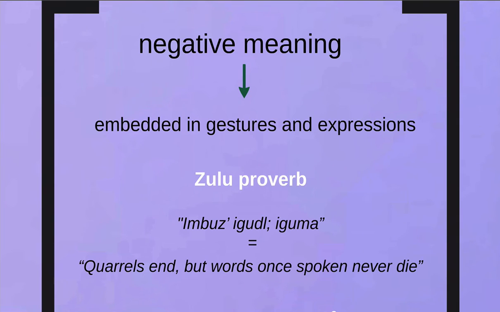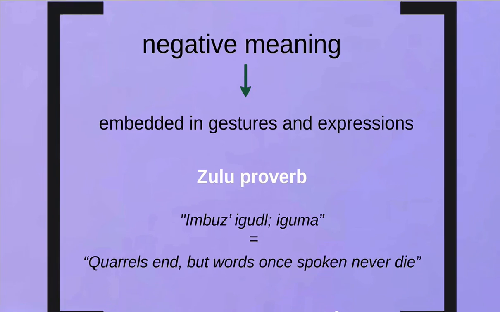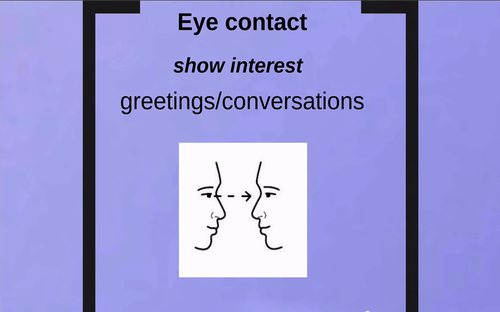A Zulu proverb says that quarrels end, but words once spoken never die. That is an example of how Black South Africans value nonverbal communication. Eye contact is an interesting example of nonverbal communication in South Africa. It is advised to keep eye contact while greeting or talking to a person and to demonstrate that you are interested in the conversation.